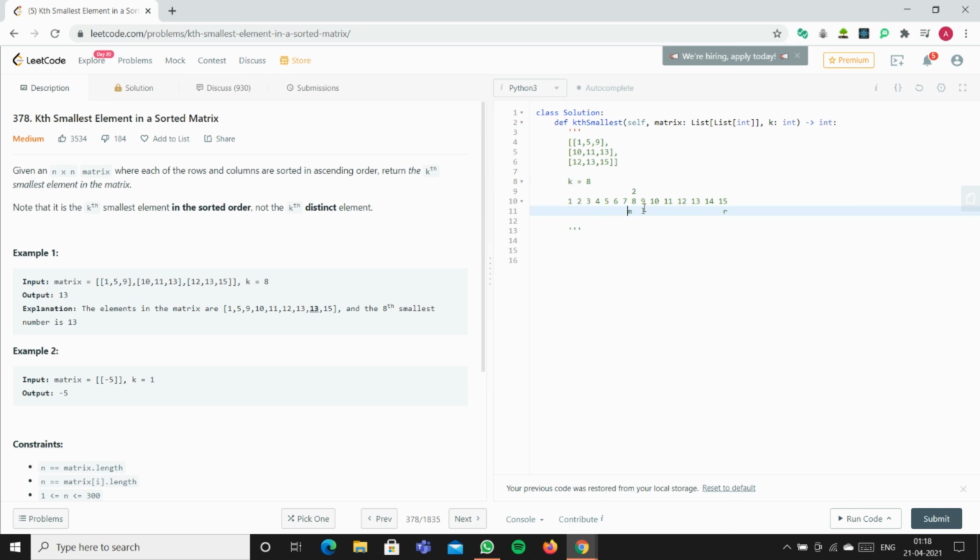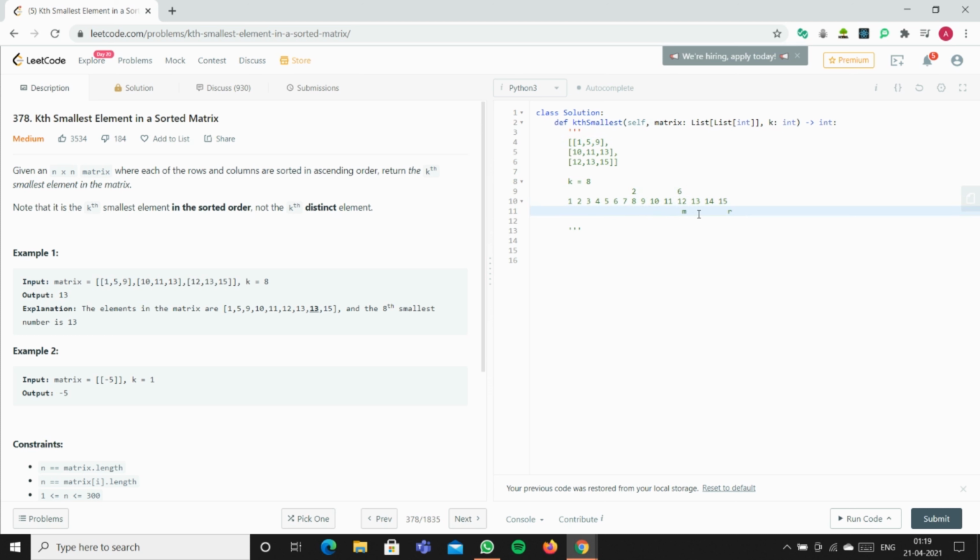Since L is now 9, we have to find the mid again. So the mid will now be 12. Since M is 12, we have to check how many values are present inside the sorted matrix that are smaller than or equal to 12. In the first row, there are 3 elements. In the second row, there are 2 elements, and in the third row, there's 1 element. So that is 3 plus 2 is 5, plus 1 is 6. There are 6 elements. Since 6 is again less than k, we do L plus 1 here.